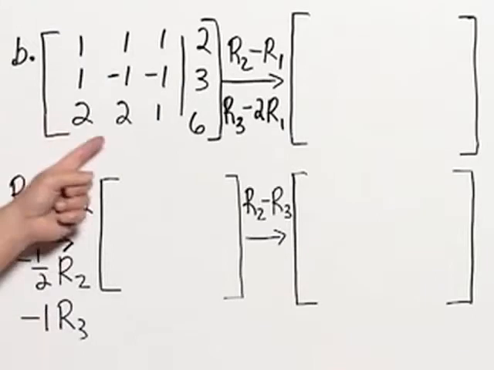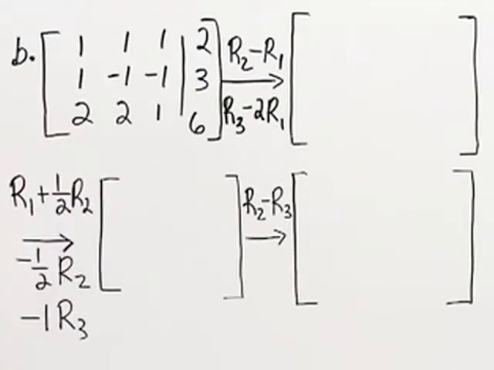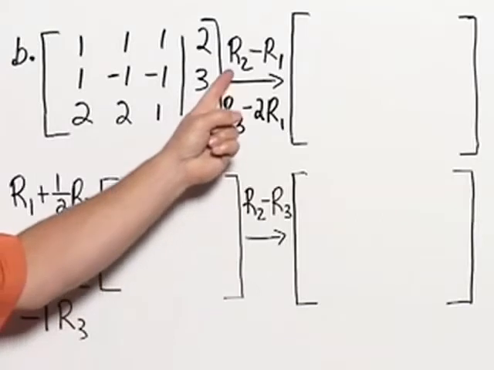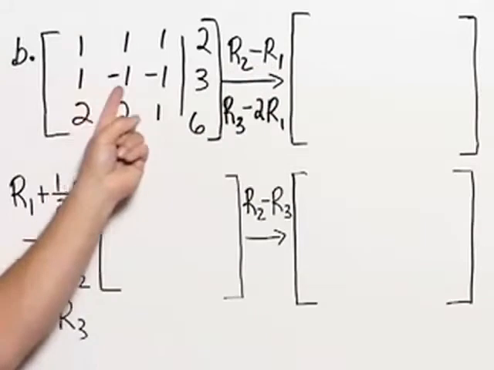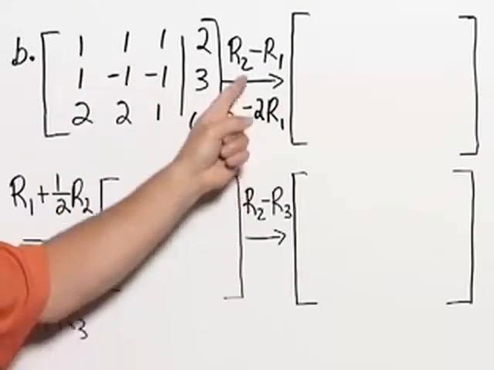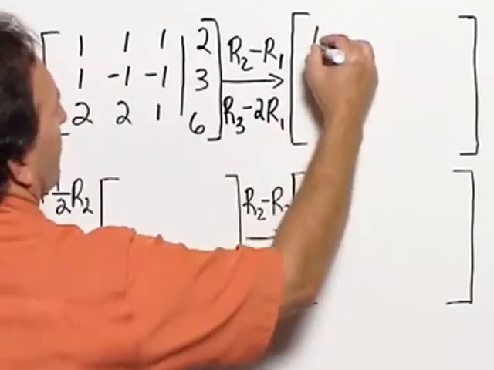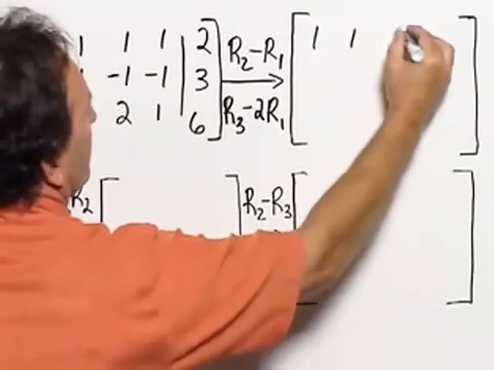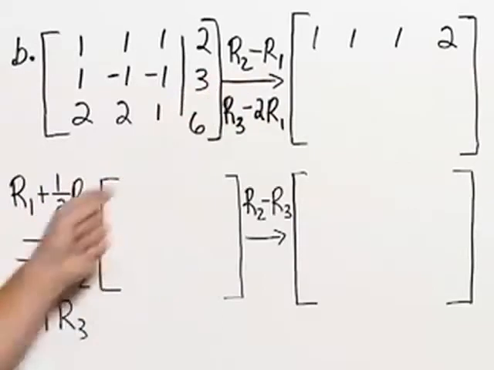So in part B, we're going to take the augmented matrix and use the Gauss-Jordan method to solve this system of equations. So what we're going to do is row operations. For example, we're going to take row 2 and subtract from it row number 1. So in this case, we're going to leave row 1 as is. So let's write row 1. 1, 1, 1, 2. Now, row 2, subtract row 1.